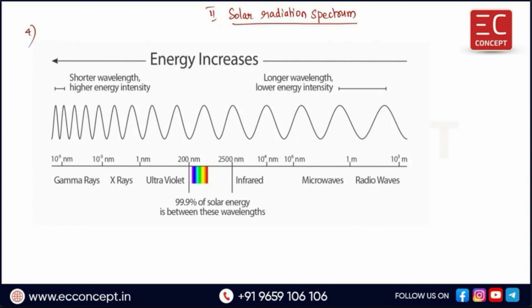Okay, so this is the fourth part. Here, look, this is a wavelength scale. This is actually the electromagnetic spectrum. It is all given in terms of wavelength, which ranges from 10 to the power minus 5 nanometer to 10 to the power 3 meter.